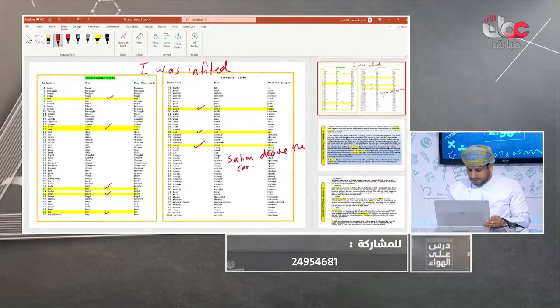Drove the car. So the passive, how the question will come here, the passive will be, for example, as the following. The car was, this is easy so far. The car was, you will bring the past participle. This is the past participle.